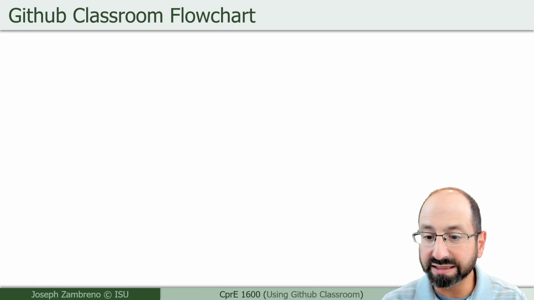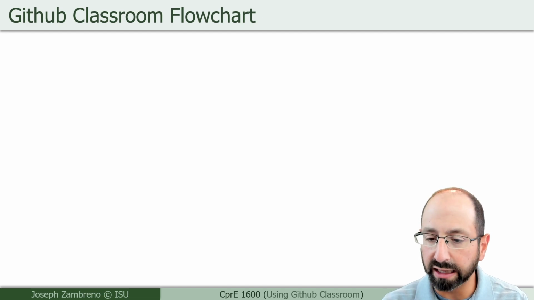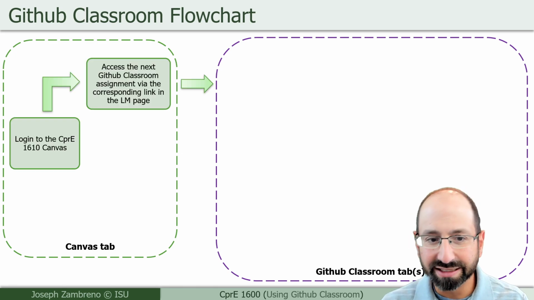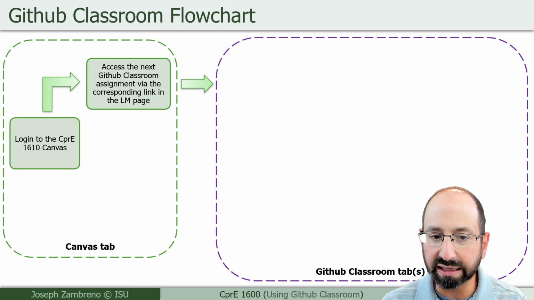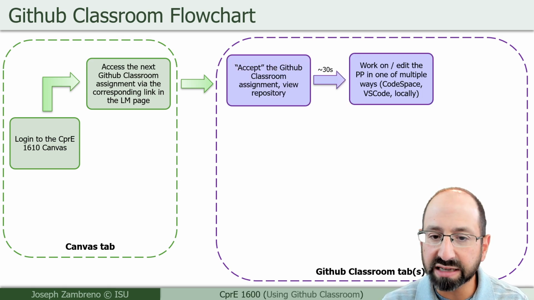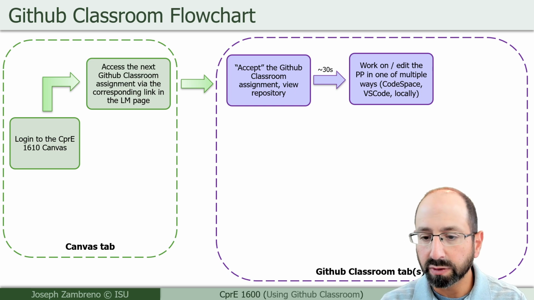Going back to the slides here, here is my view of the general GitHub Classroom flow that I'd like you to follow. It does start with Canvas. So you log into Canvas, you're going to access the next GitHub Classroom assignment via the corresponding link in the learning module page. We just did that. And then you're going to accept the GitHub assignment and view the repository.